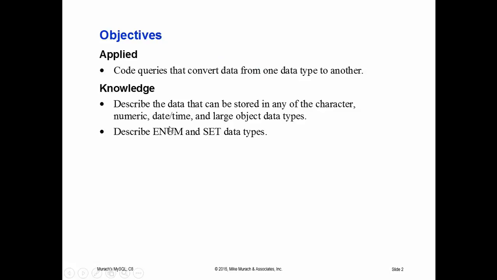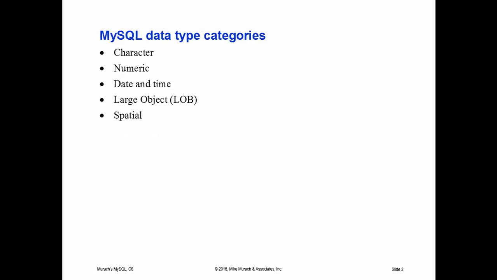So, code queries that convert data from one data type to another. Describe data that can be stored in any of the character, numeric, date, time, and what are called different kinds of LOB for large object fields. Finally, we'll talk about the differences between enums and sets. Enums are very similar to what we've learned in other languages. Sets are kind of unique in here.